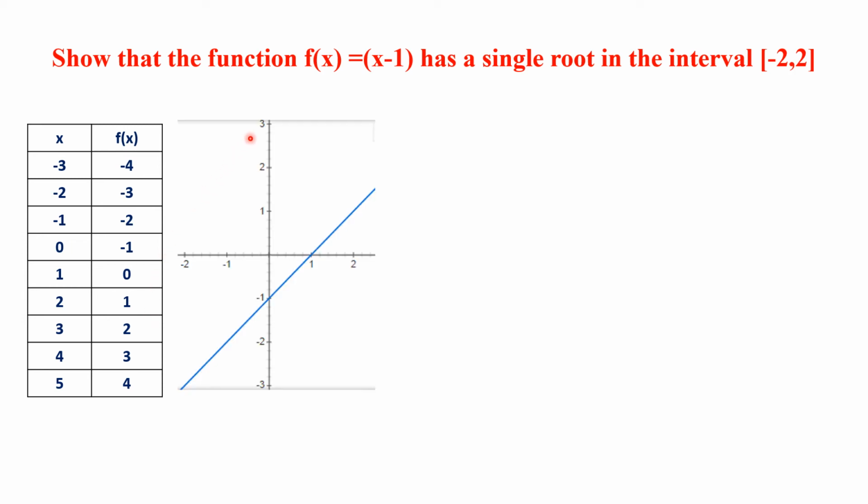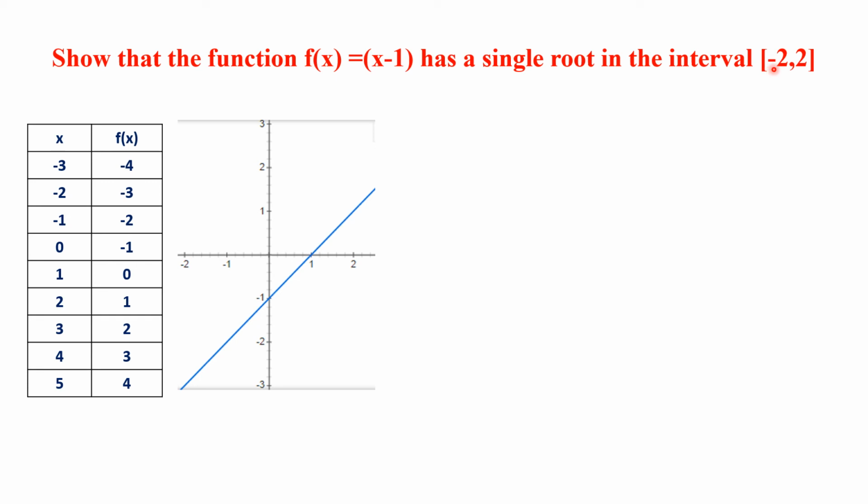Now we can just show the graph of the function. It is a straight line because this is a linear function, and it crosses the y-axis at -1 and it crosses the x-axis at 1. So obviously the solution is x equal to 1, because you can say x minus 1 equal to 0 and that will give you x equal to 1.